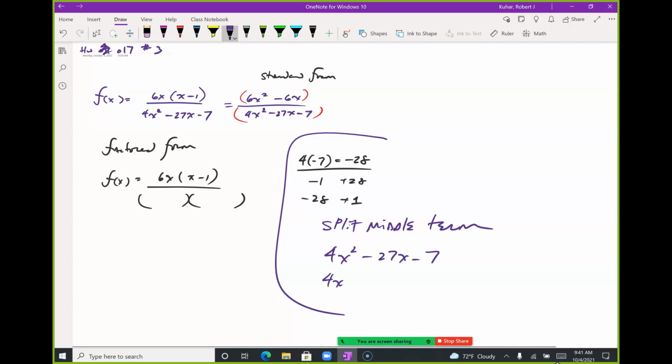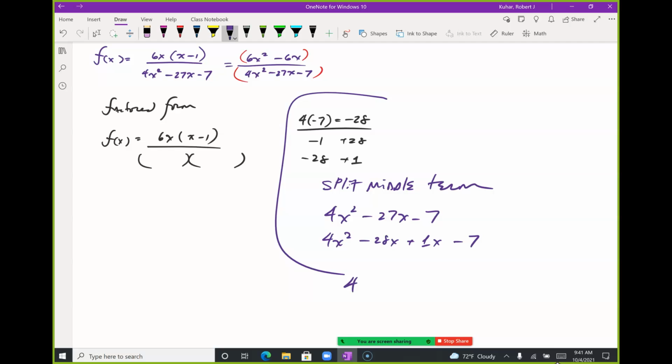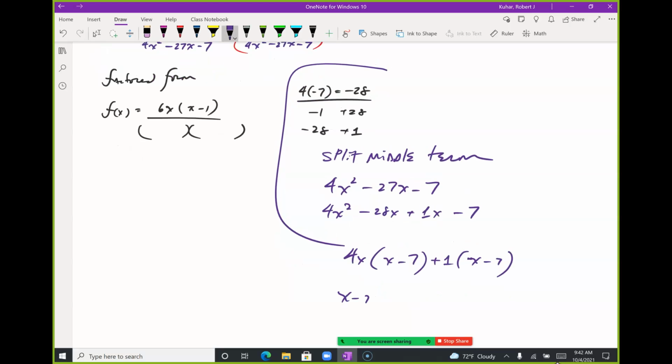So I'm going to do 4x squared minus 28x plus 1x minus 7. And factor by grouping. I can take a 4x out and I get x minus 7. And then I can take a positive 1 out, and I get an x minus 7. So I get x minus 7 times 4x plus 1.